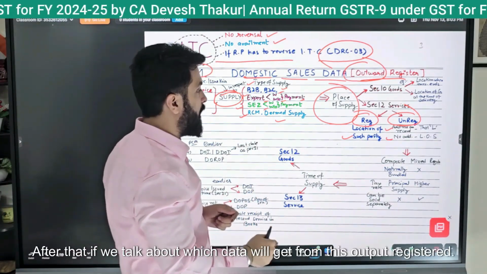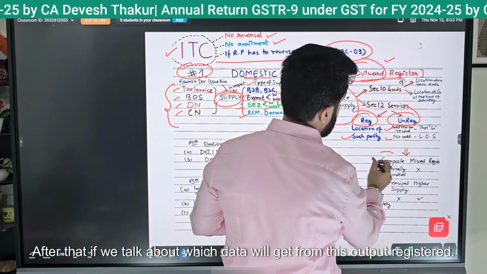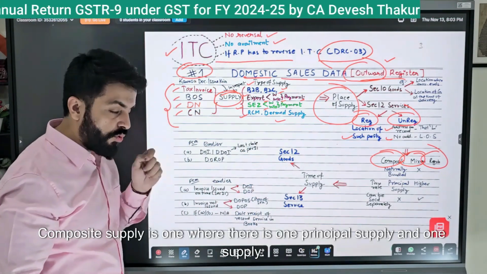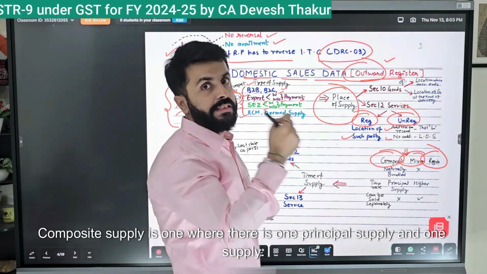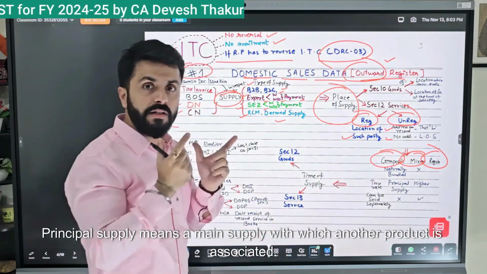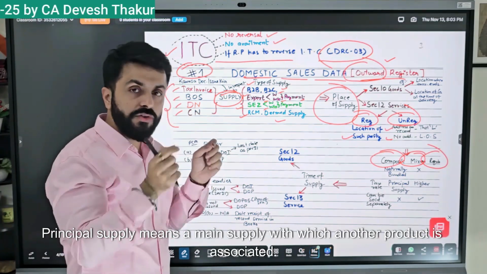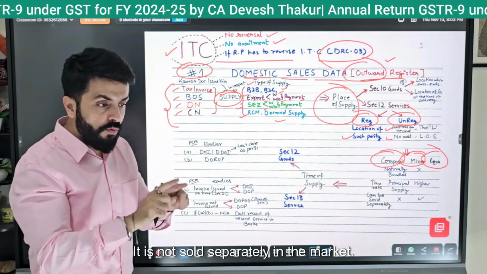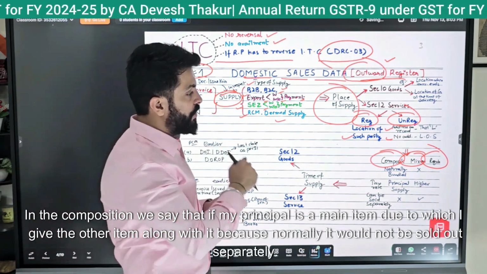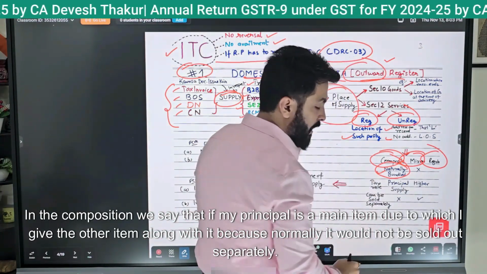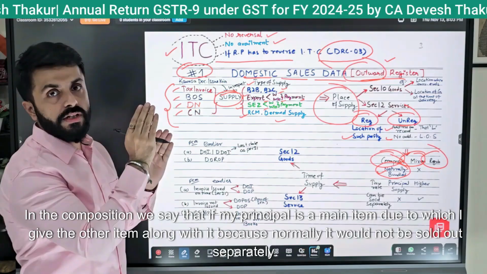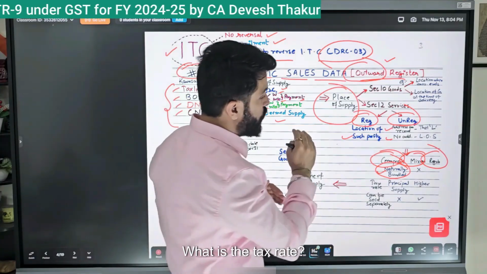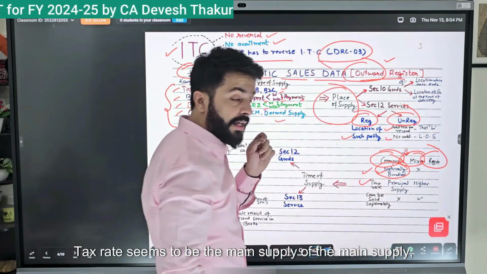After that, from this outward register we can get data on composite supply or regular supply. What is composite supply? Composite supply is one where there is one principal supply and another supply. Principal supply means a main supply with which another product is associated. There is a product that is given along with that product at normal cost, and it is not sold separately in the market. In a composite supply, my principal item is the main item due to which I give the other item along with it, because normally it would not be sold separately. What is the tax rate? The tax rate will be that of the principal supply.